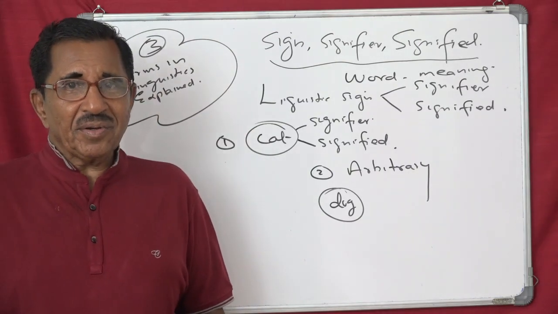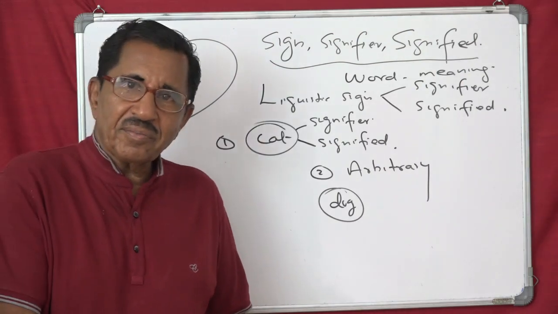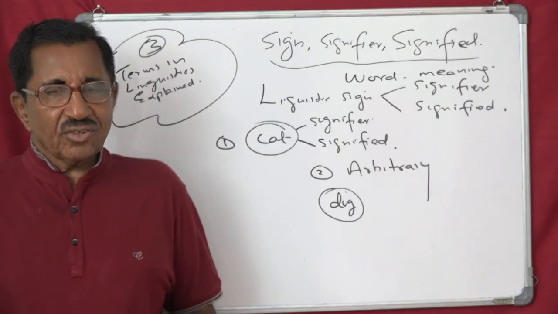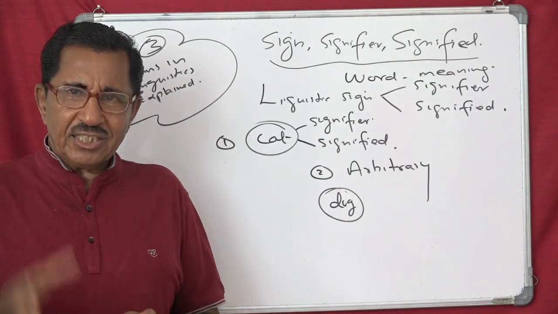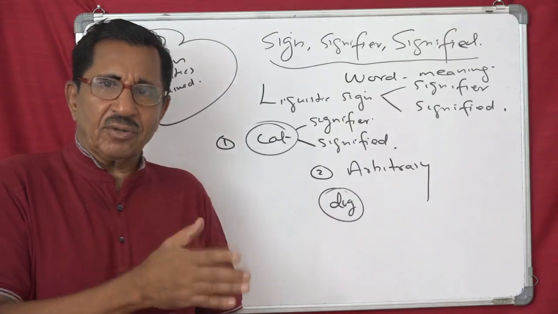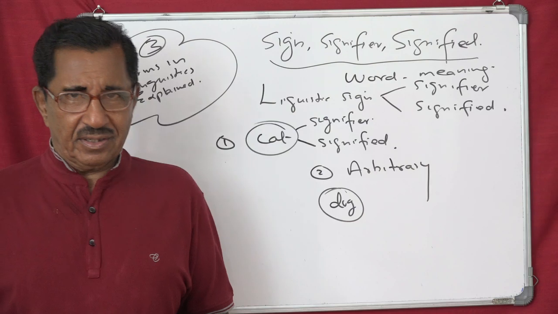Or some other people might have called it a villain. It would have become a villain. That's all. So there is absolutely no reason why a particular signified is assigned to a particular signifier. That's what is meant by saying it is arbitrary.